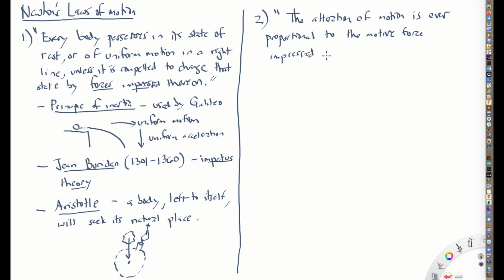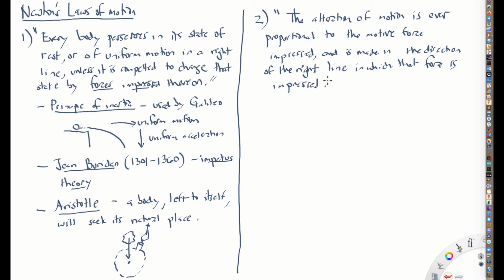And is made in the direction, I'll just state it first and I'll explain it, of the right line, or the straight line. Newton says of the right line in which that force is impressed. Okay, so there you have it in text. Of course, he wrote it in Latin. This is an English translation, but let's see if we can figure out what he means by this.